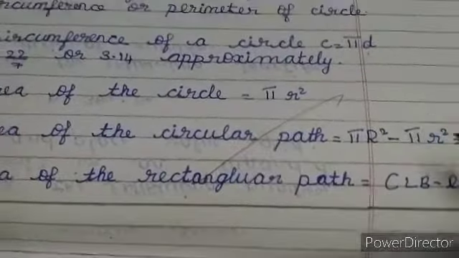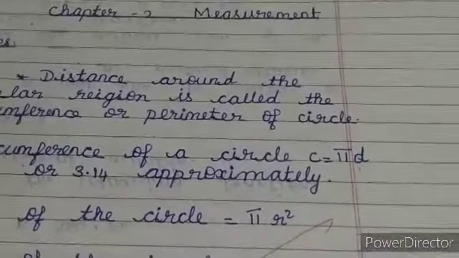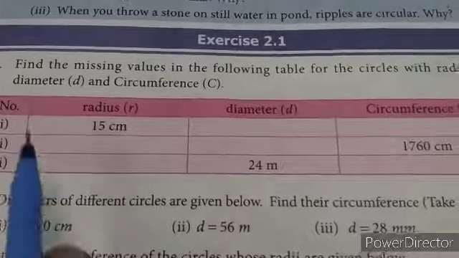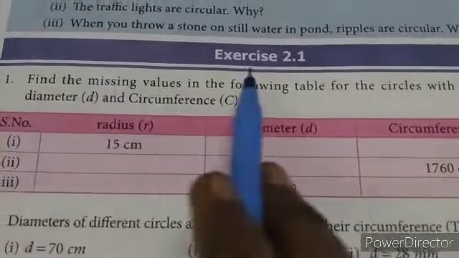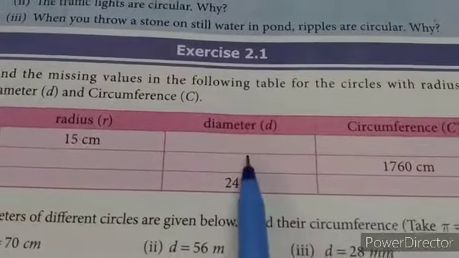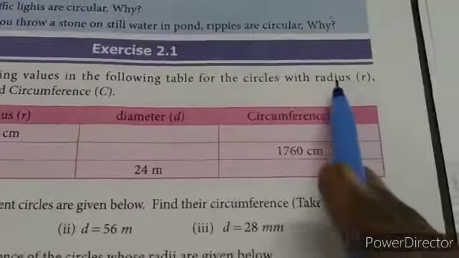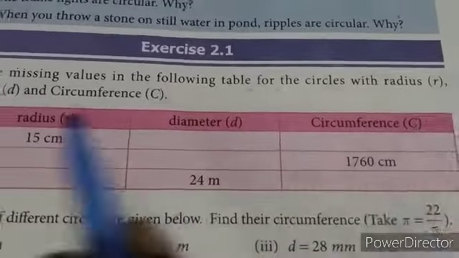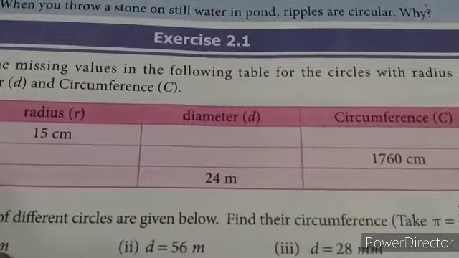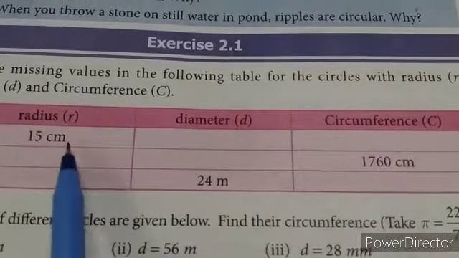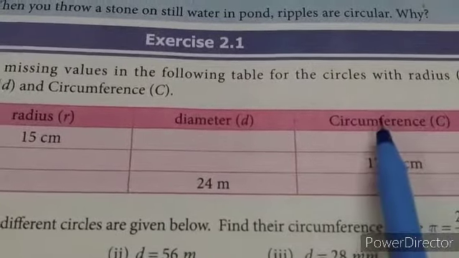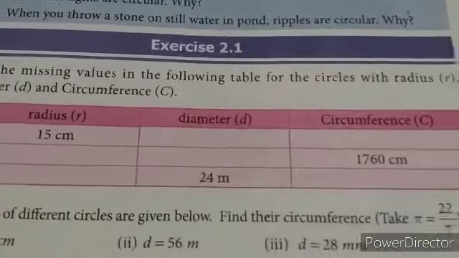Let's try exercise 2.1 in the classwork note. Question number 1 in exercise 2.1: find the missing value in the following table for the circles, with radius represented as r, diameter as d, and circumference as c. Now for the first subdivision, what is given? Only the radius is given. You have to find the circumference as well as the diameter.